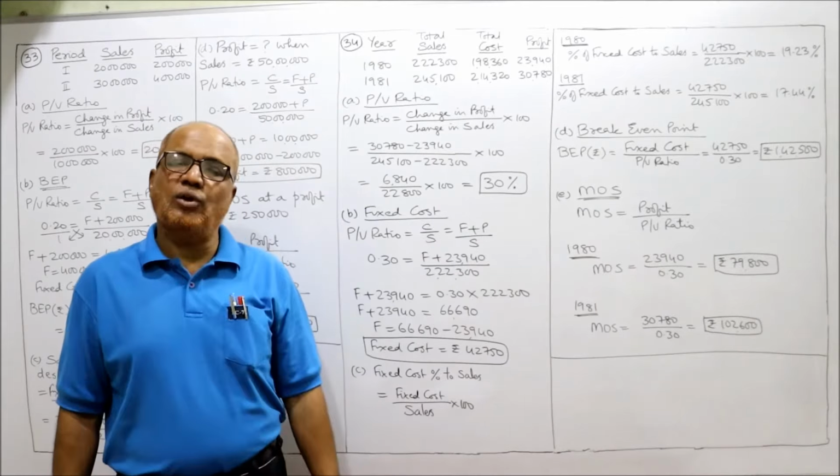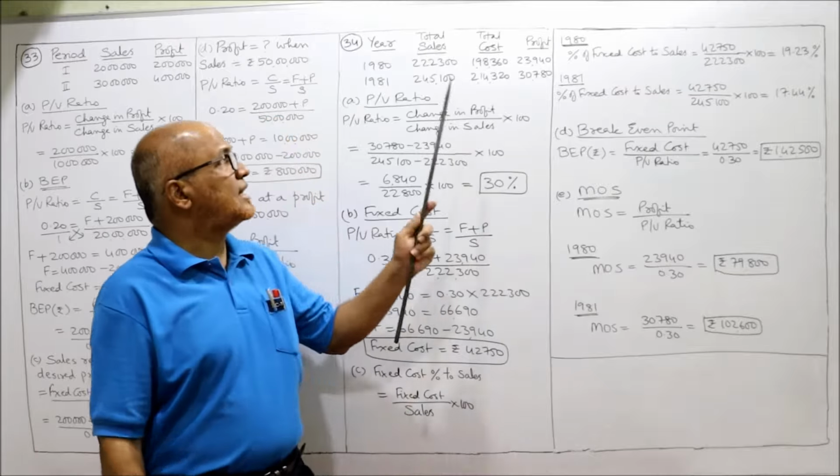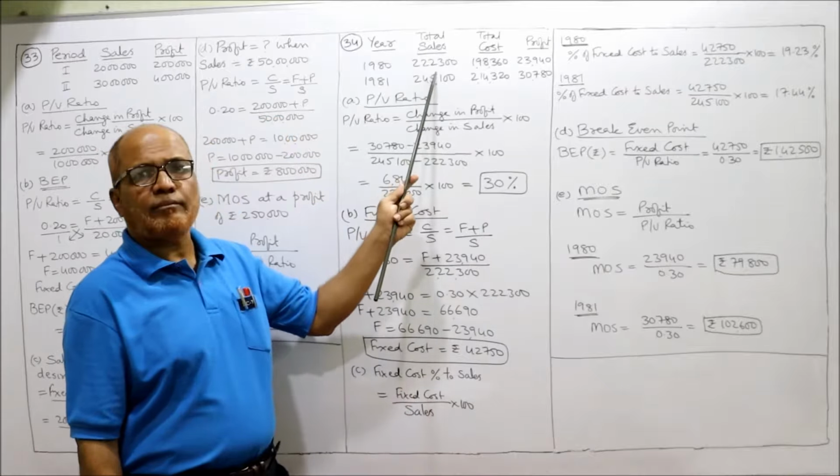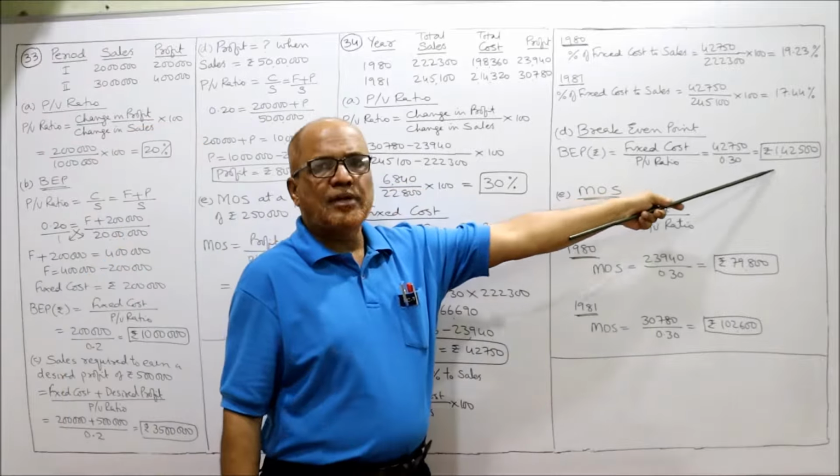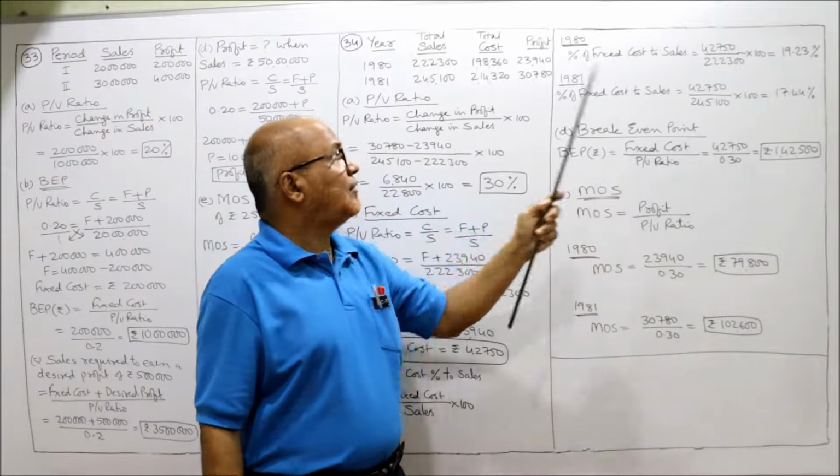That's 4 points complete. Last and final point, MOS. MOS for both the years. It is asking you to calculate the margin of safety for both the years, first year and second year. We know the formula. 2 formulas are there for MOS. Actual sales minus BEP sales. Actual sales are here and break-even sales are here. So actual sales minus BEP sales.